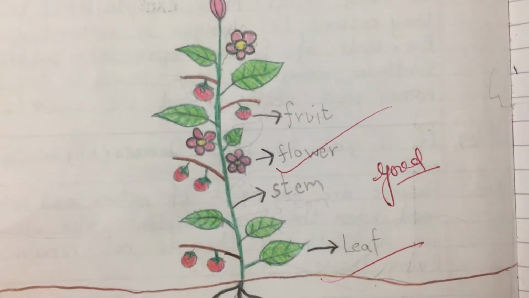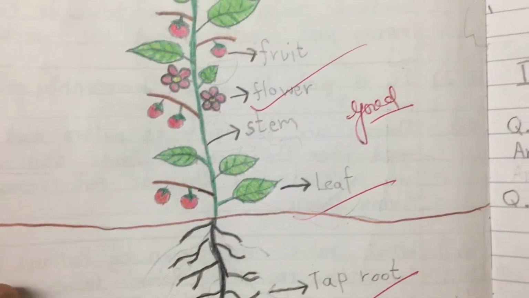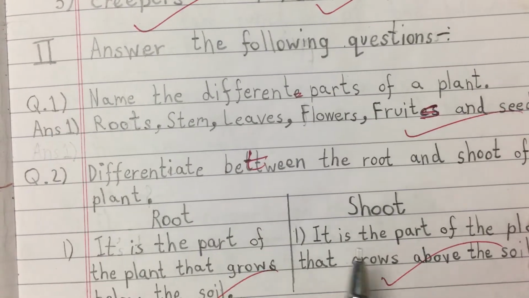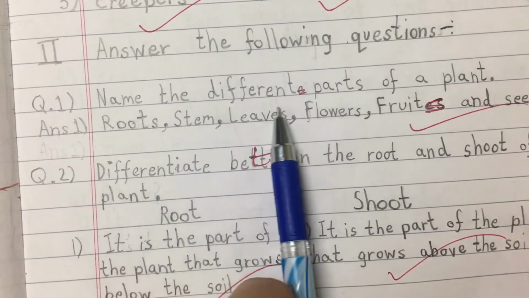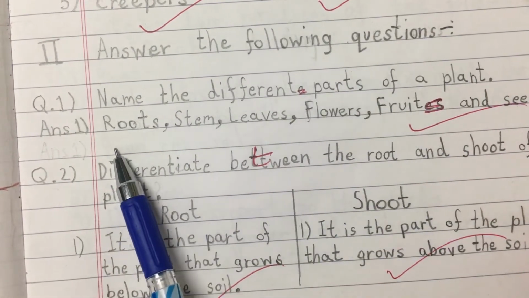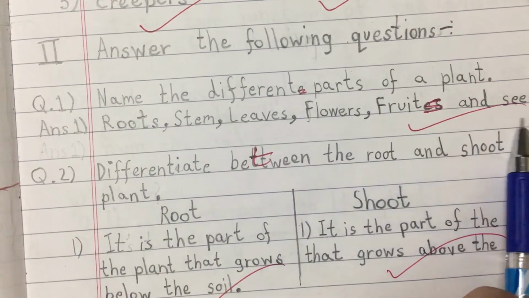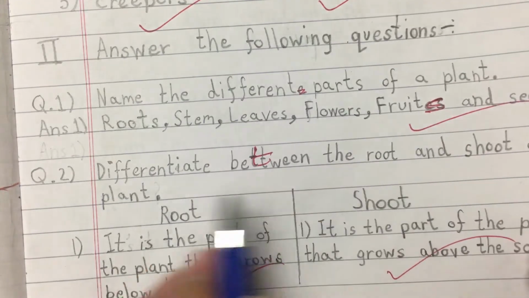To answer the following questions, we will refer to the notebook right now. Here, you can ask your children to just draw a plant and label the different parts of it, some new words for them, and the questions. Number 1. Name the different parts of a plant. Answer is roots, stem, leaves, flower, fruit, and seeds.